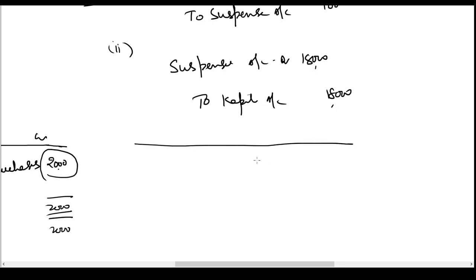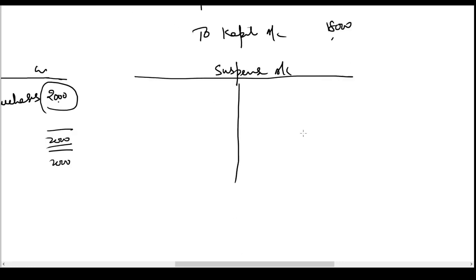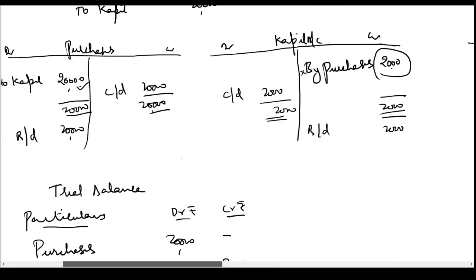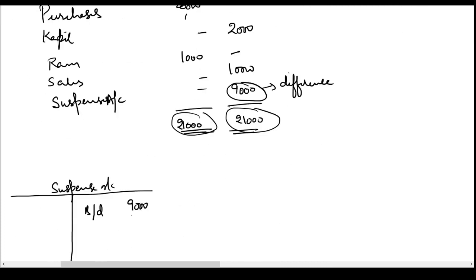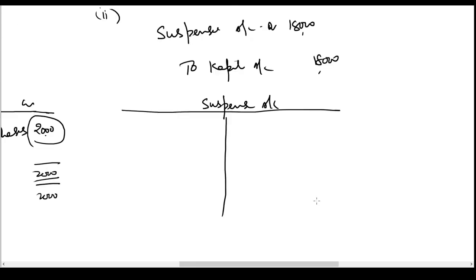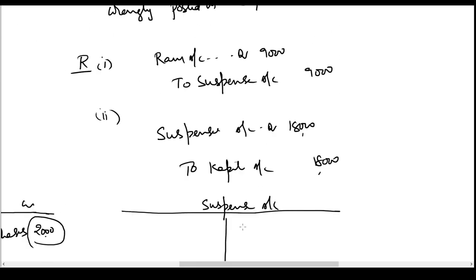Now let us give the posting of these entries in the suspense account. I know that suspense account was showing a credit balance of 9,000. If you remember, the trial balance was showing a credit balance of 9,000. I'm just writing the suspense account again here so that it is easy. Suspense account was showing a balance of 9,000. Now let us post these entries in the suspense account and see to it that it is closed.